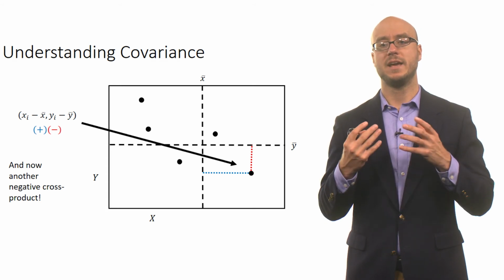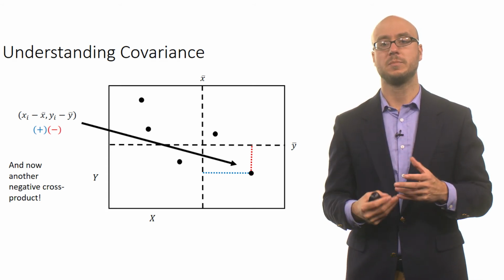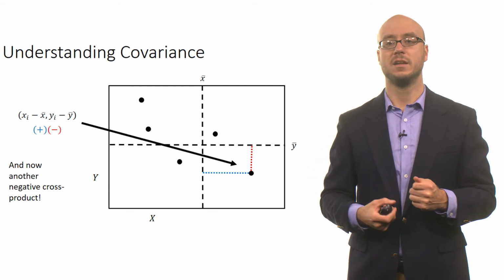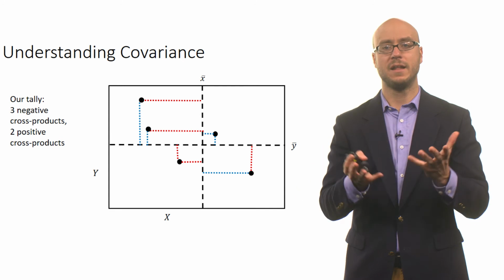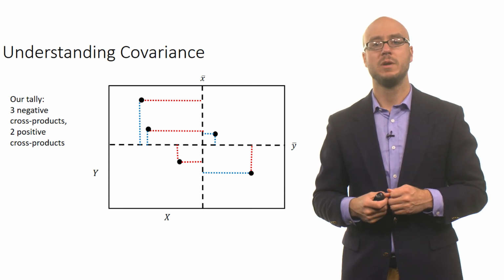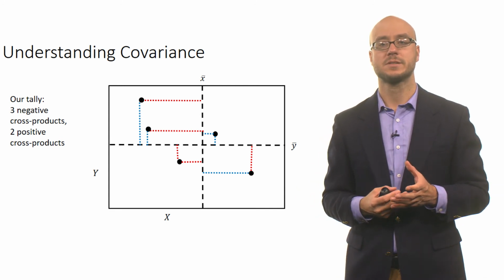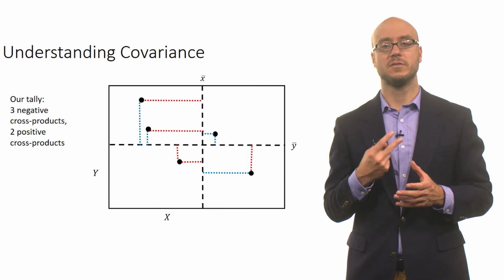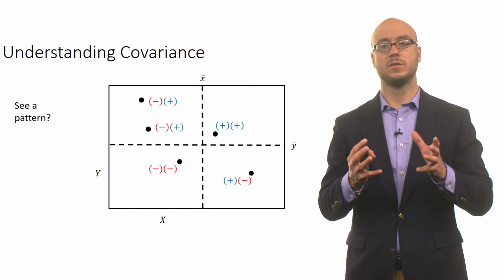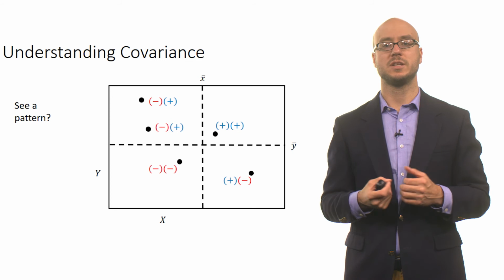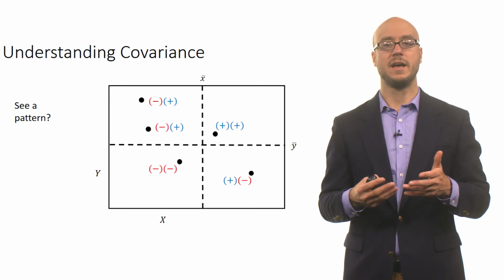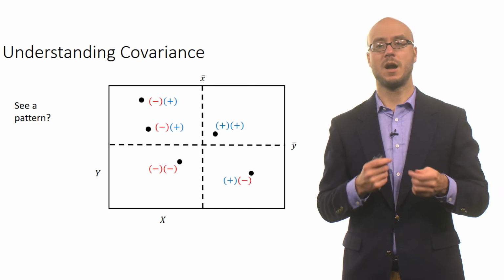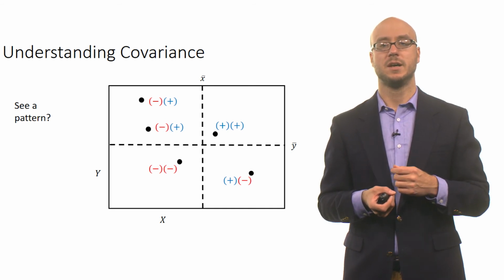And again, we have a negative cross product, because a positive times a negative is in fact a negative value. So overall, tallying up what we've calculated, we have 3 negative cross products and 2 positive cross products. You can summarize it using this pattern. We have 3 values that entail some combination of a negative and positive value.